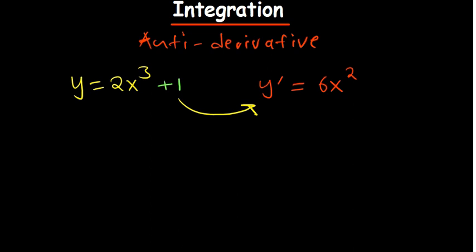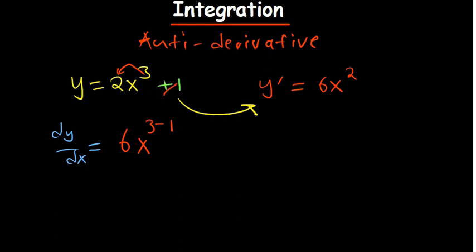Now, the opposite, where you need to reverse that back, is what we call integration. According to the power rule, if you're trying to determine dy/dx, the derivative, when you look at 2x to the power 3, you multiply 3 times 2, which gives 6, and then subtract 1 from the power, so 3 minus 1. That is your answer.